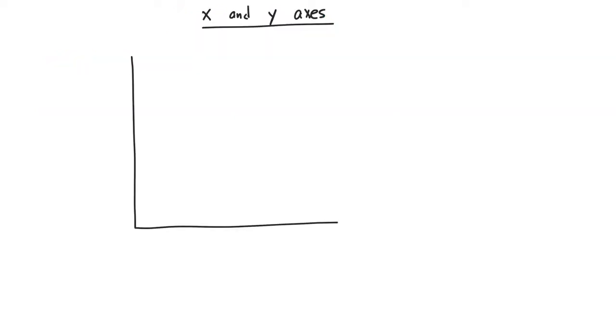The horizontal axis on a graph is known as the x-axis. The vertical axis is known as the y-axis. The x-axis is where the independent variable will go. The y-axis is often known as the dependent variable.